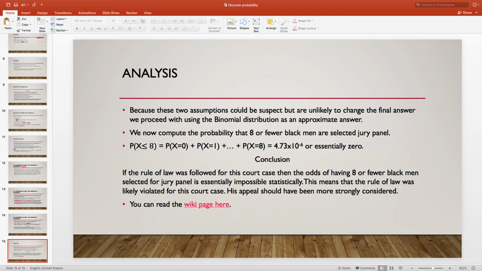Now, this is just noting that there are two assumptions that we have to make, and they could change our answer, but they're unlikely. So we're going to proceed with the binomial distribution, and we're going to compute the probability that 8 or fewer Black men are selected in the jury panel.